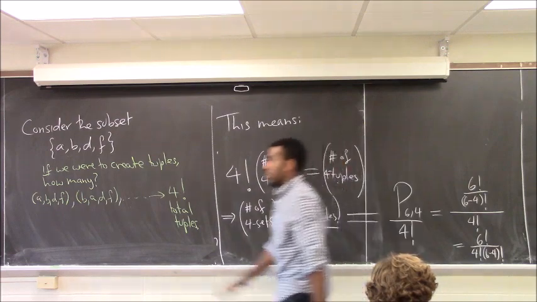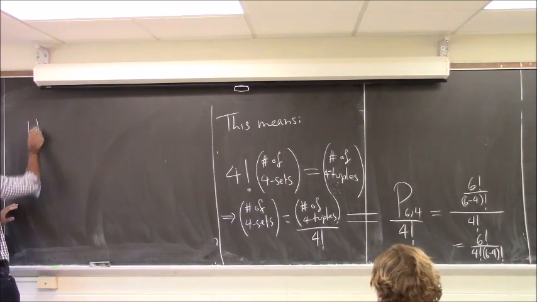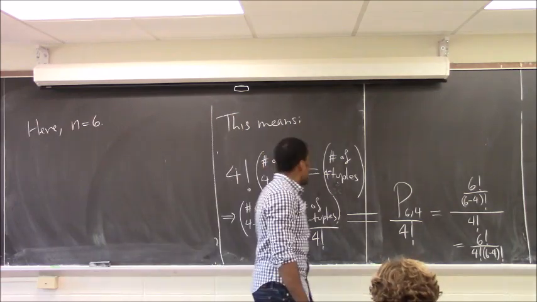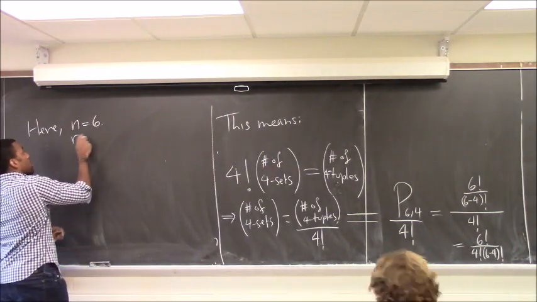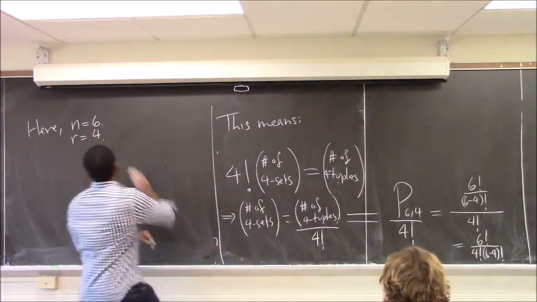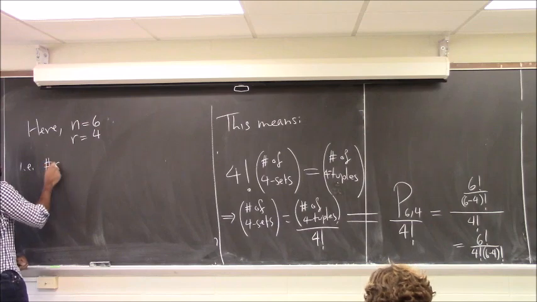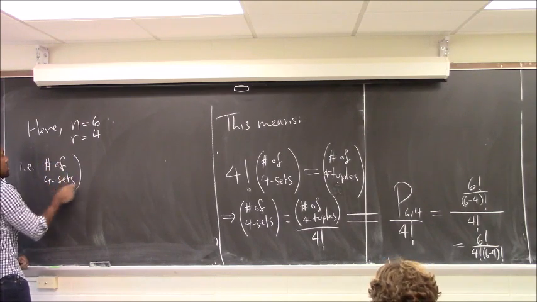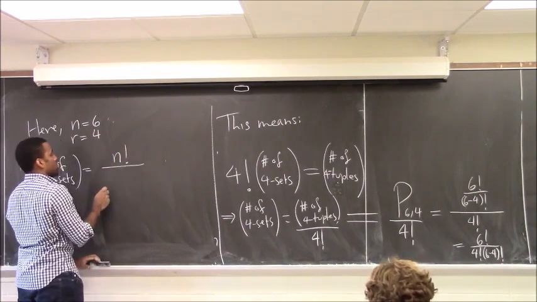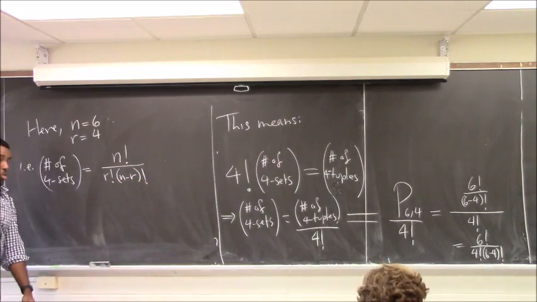Now let's extrapolate a general formula. Here, the n was the 6, right? That was the big set that I had from the beginning. I was choosing sets of size 4, so the r is going to be the 4. Not 4 factorial, 4. In other words, the number of 4 sets is going to be equal to n factorial over r factorial times n minus r factorial. That's a very important number.